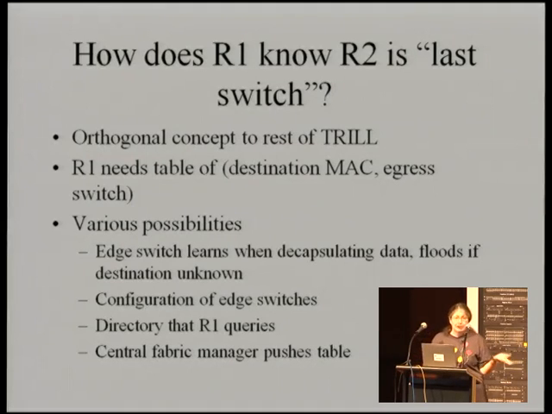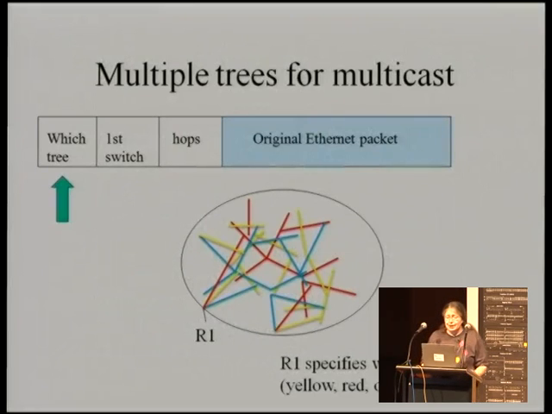Or you could configure the edge switches if you want to lock everything down, or there could be a directory that, when R1 doesn't know where the destination is, it queries. Or you could have a central fabric manager that pushes the table to the switches.